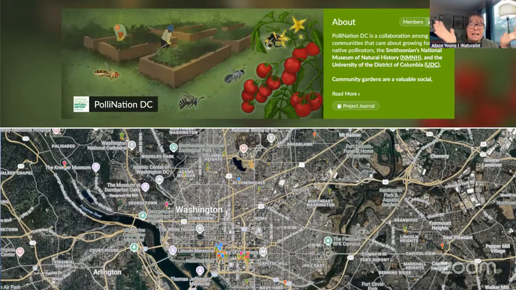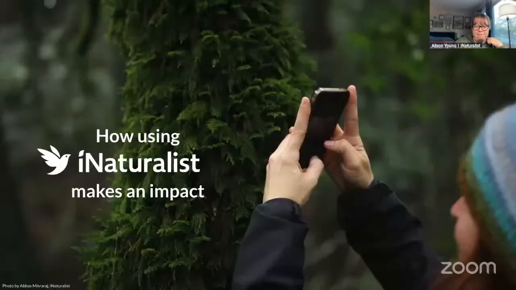Like I said, anyone can start projects on iNaturalist. You could start your own project and have members of the iNaturalist community help answer questions that you might have or gather more information about places that you care about as well. So projects are open for anybody.